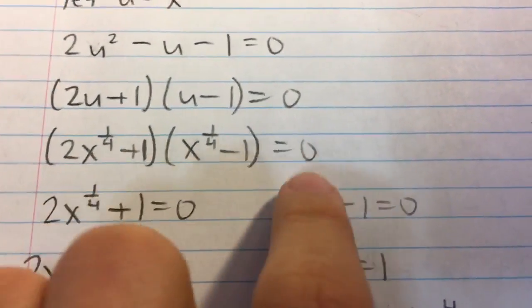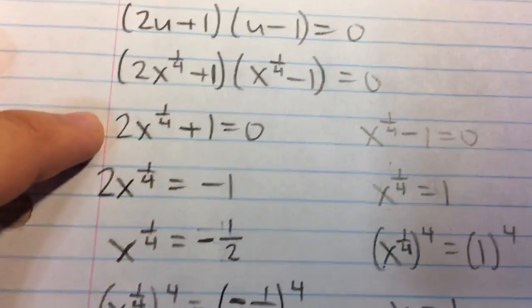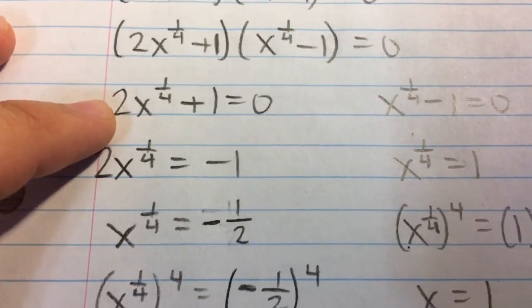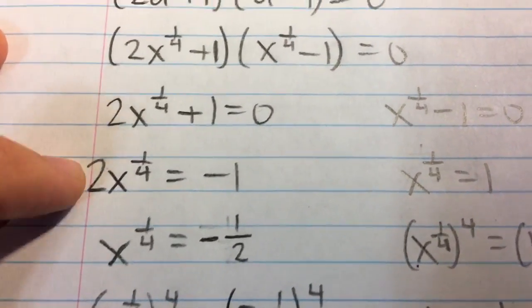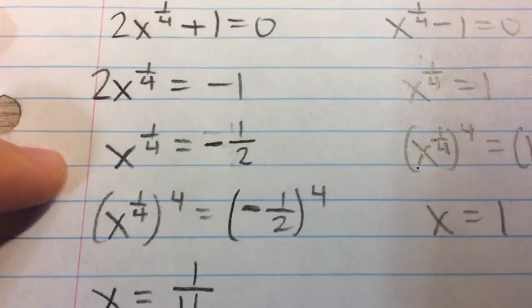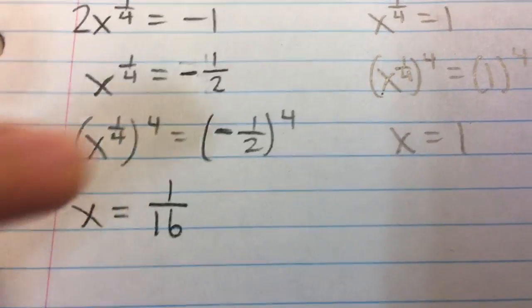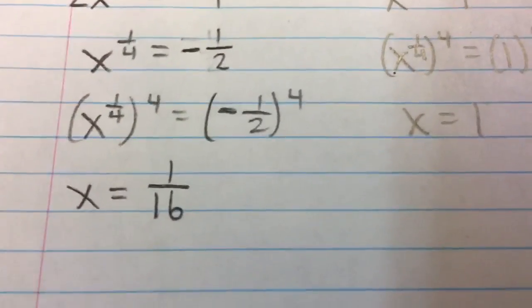Now, because both of these are equal to 0, we're going to set each individually equal to 0 and solve for x. So we have this: we're going to subtract 1 from both sides, divide both sides by 2, and then raise both sides to the 4th power, and we're going to get x on the left side is equal to (-1/2)^4, which is 1/16.